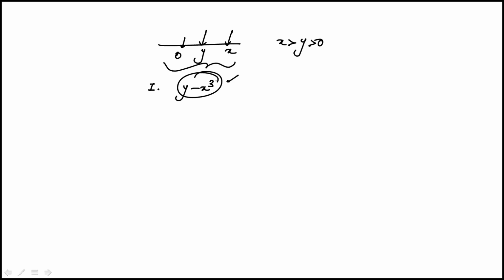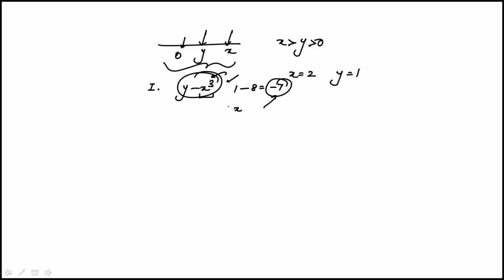So for example, we know that if x is a large number, for example, most students are going to start with that example, then clearly in this case, it's negative. 1 minus 8 is minus 7. But the question is, is that always the case? So the key thing is, how do we shrink x cubed?